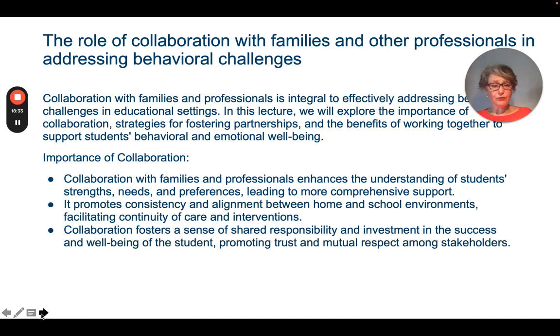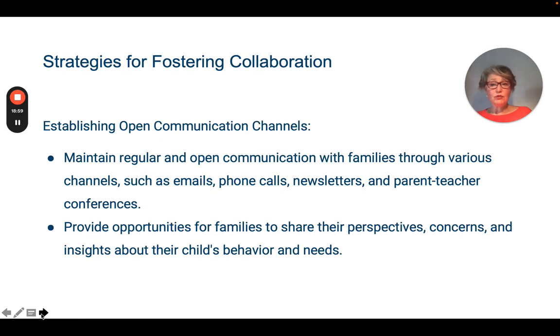Collaboration with families and professionals enhances the understanding of students' strengths, needs, and preferences, leading to more comprehensive support. It promotes consistency and alignment between home and school environments, facilitating continuity of care and intervention. Collaboration fosters a sense of shared responsibility and investment in the success and well-being of the student, promoting trust and mutual respect among stakeholders.